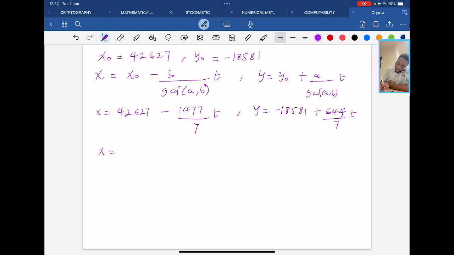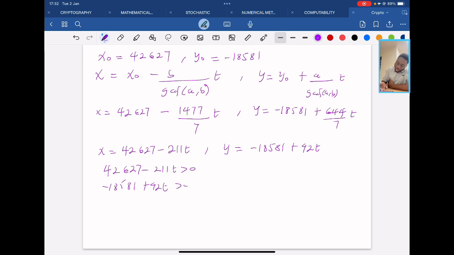Okay, so 42627 minus, now 1477 over 7 is 211t, and y will be plus 92t. Now since we want a pair of positive integers, we have to rewrite this. We are going to get 42627 minus 211t, this pair of positive integers, so greater than 0, then minus 18581 plus 92t, also greater than 0. Now let's find t in this case.